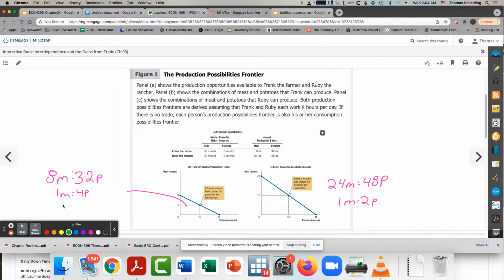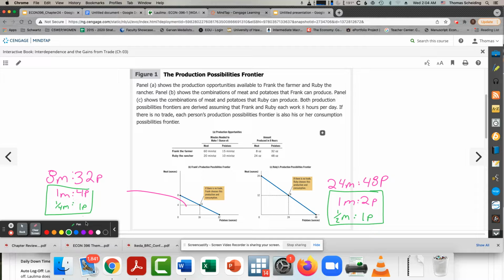These are my opportunity costs. All I did to get the green was ask, what is the opportunity cost of 1P? So I just divided each side by 2, or here I divided each side by 4.